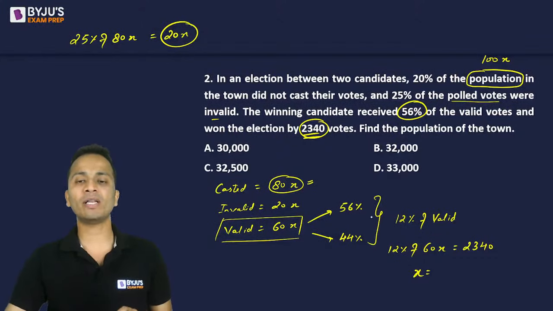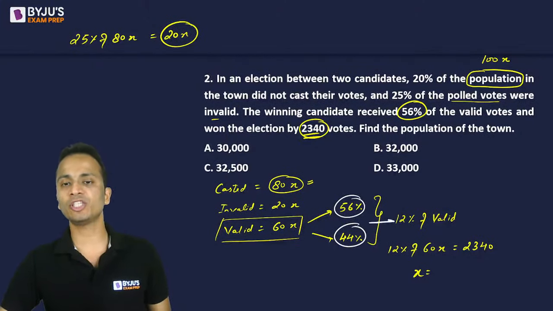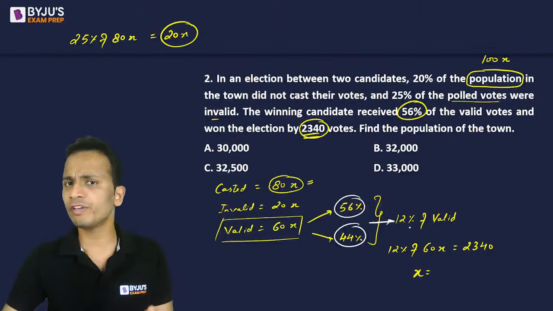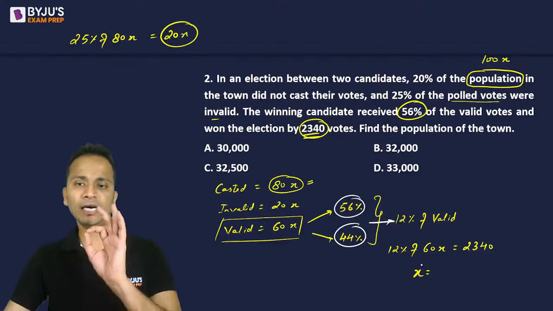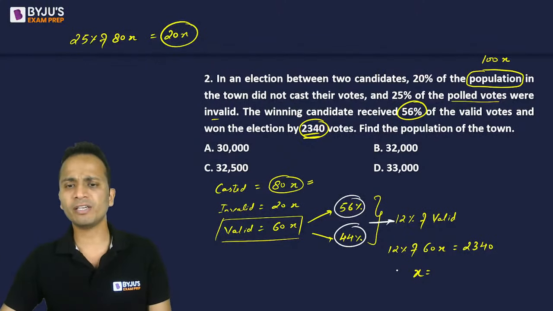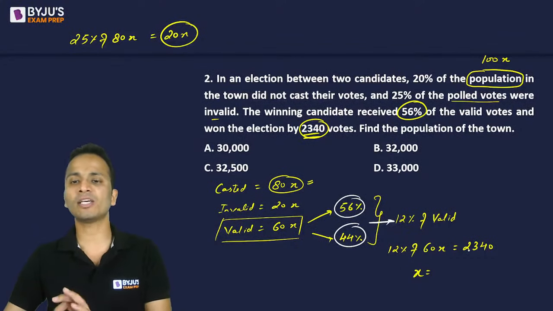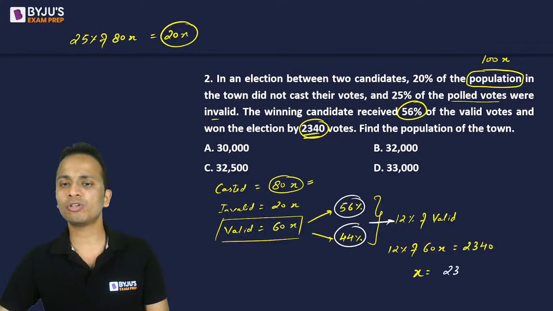So the winner has won by a margin. Now, what is the difference between 56 and 44? The difference between these two is 12%. So the winner must have won with a margin of 12% of the valid votes, which is 12% of 60x, right? Now, how much is 12% of 60x? 7.2. So I could have written 7.2x as 2340, or you can directly write 2340 multiplied by 100 divided by 12 into 60.